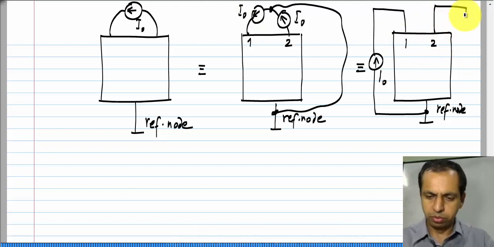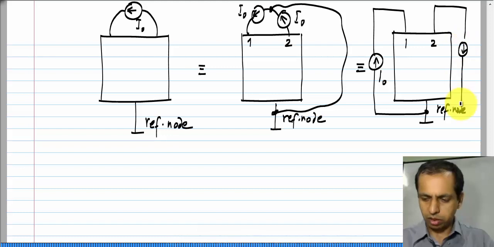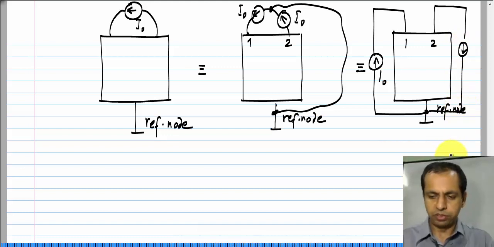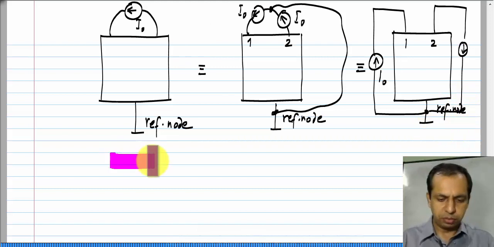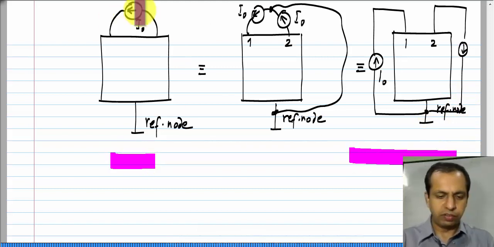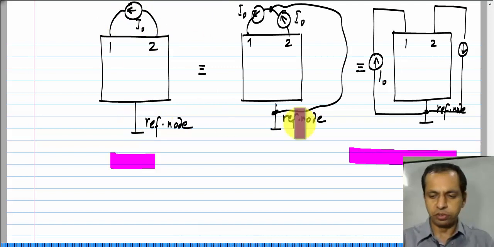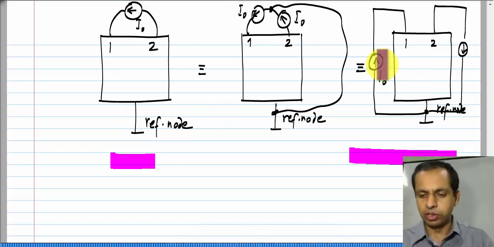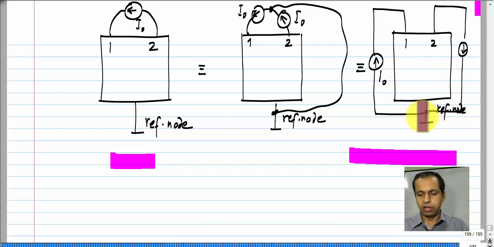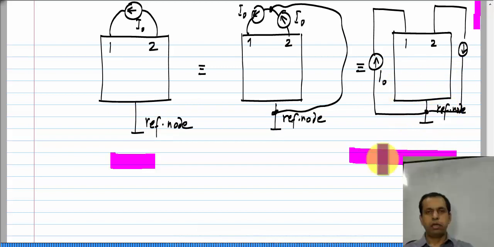And from point 2 we have another current source also going to the reference node. Now, what is the difference between this and that? In this, we have a current source between some two nodes of the circuit, neither of which is a reference node. In this, we have two current sources, but these current sources have one of their terminals connected to the reference node. Now, it turns out that in many cases, it is easier to analyze circuits when the source is connected to the reference node.